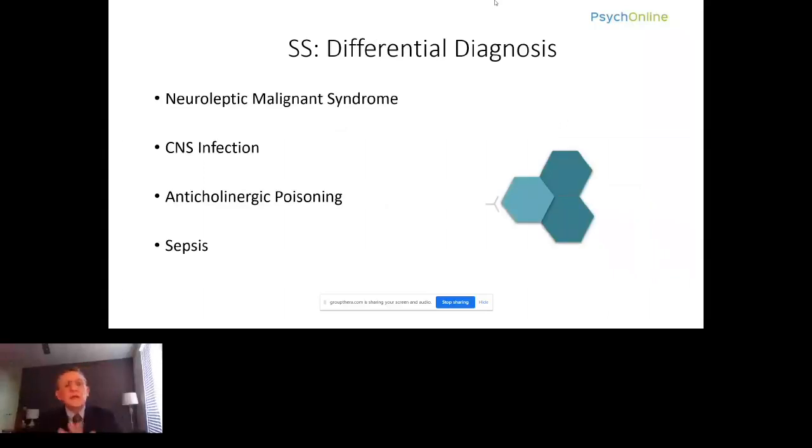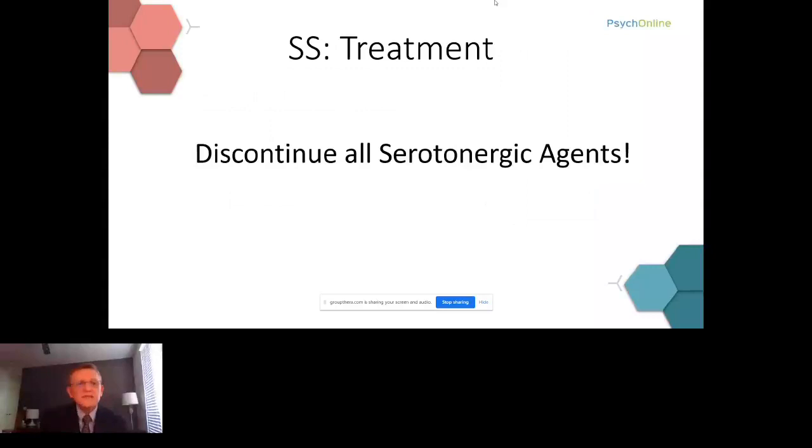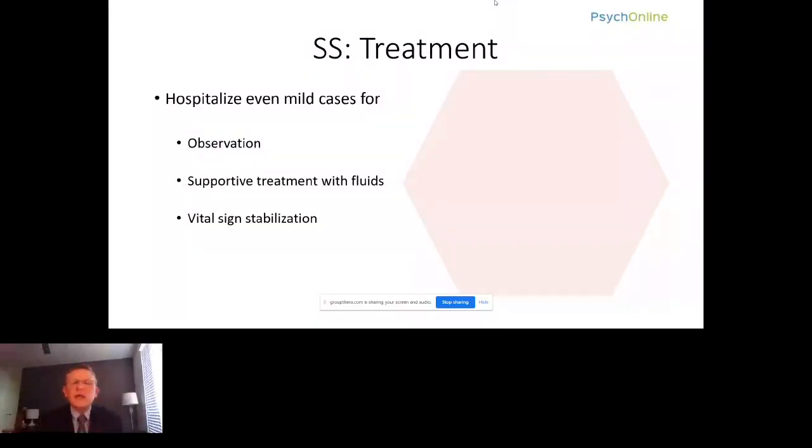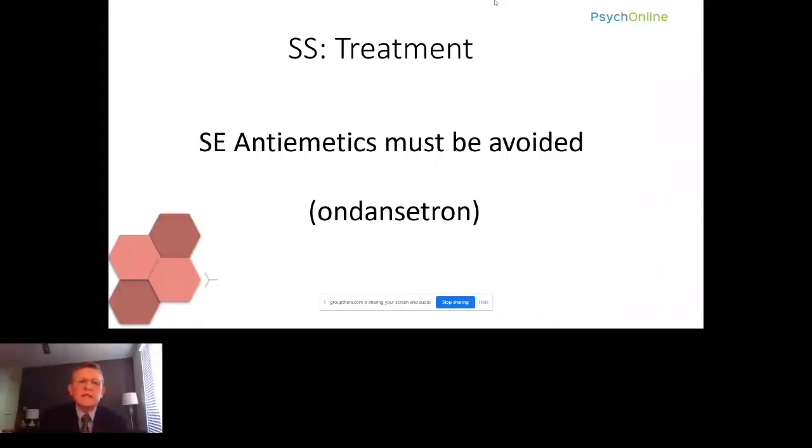The differential includes neuroleptic malignant syndrome, which we're going to go into in a minute, but also CNS infections, anticholinergic poisoning, and general sepsis. What is the treatment? Discontinue all serotonergic agents. Hospitalize even mild cases for observation, supportive treatment with fluids, and stabilization of vital signs. Remember, the patient's condition can deteriorate rapidly and it can be lethal.